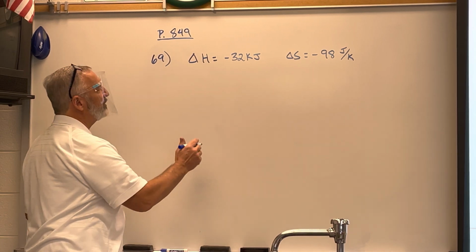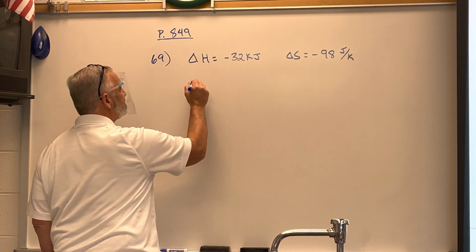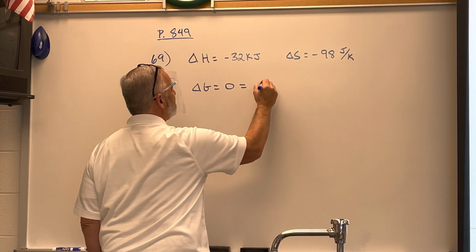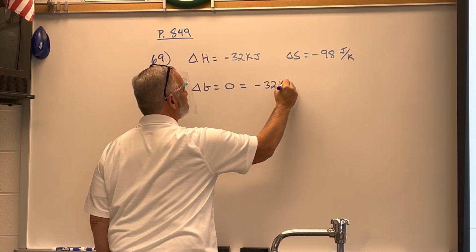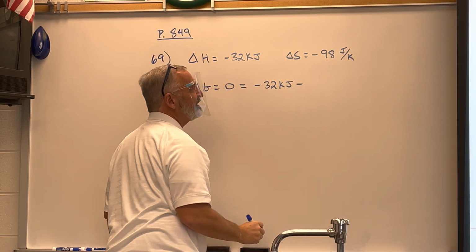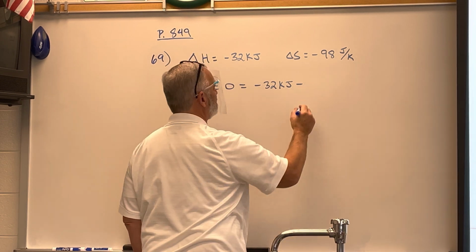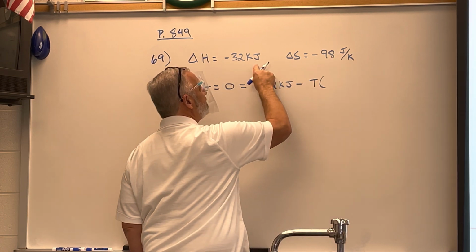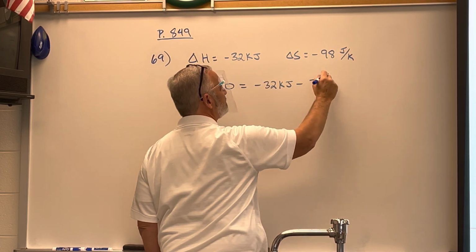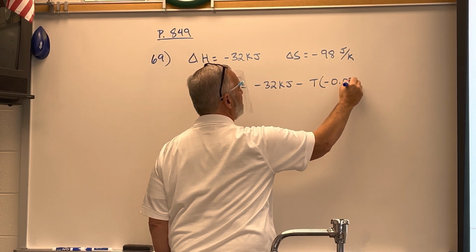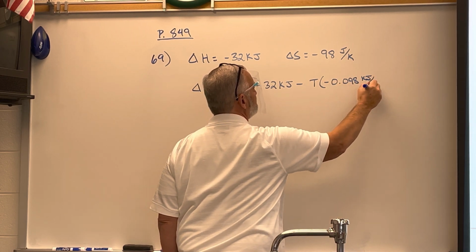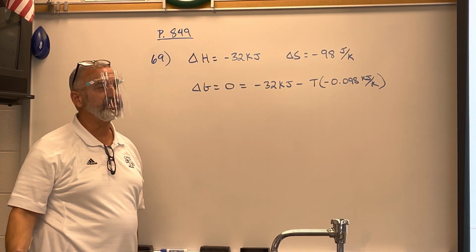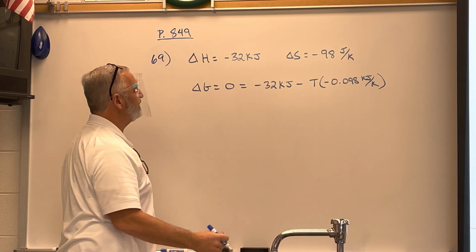All right, so when we're looking at this, they're asking for delta G equal to 0, so 0 is going to equal delta H, negative 32 kilojoules, minus T delta S, and T is what we're looking for. Notice again it's joules and kilojoules, so I'm going to change this to kilojoules: negative 0.098 kilojoules per K. So you always have to change that sign. Now the math is relatively easy.